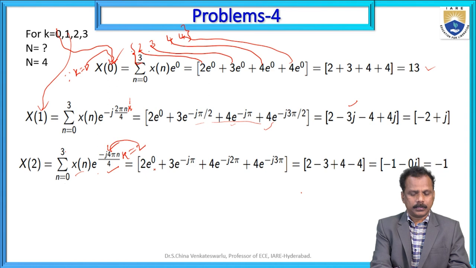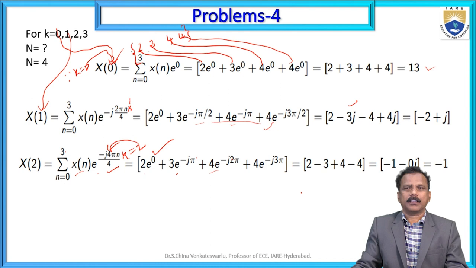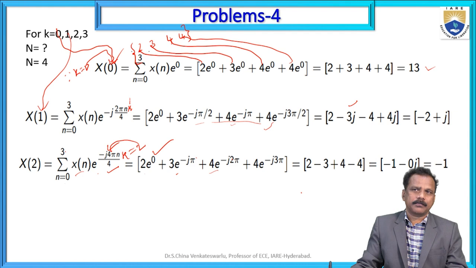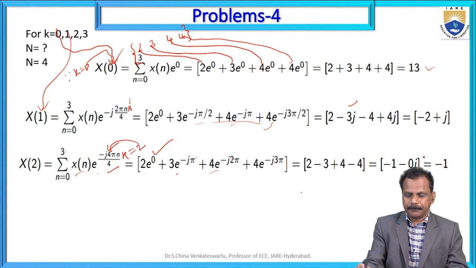So here 2 into e power 0, 3 into e power minus j pi plus 4 into e power minus j 2 pi plus 4 into e power minus j 3 pi and so on. After simplifying this, 2 minus 3 plus 4 minus 4. So finally, after substituting k equal to 2, this value is minus 1.